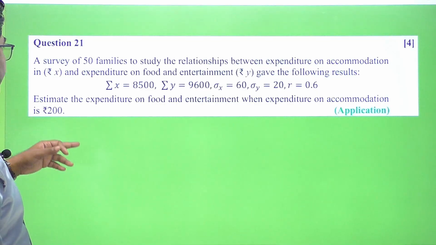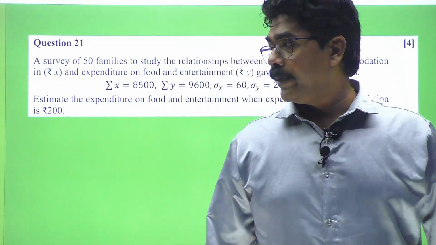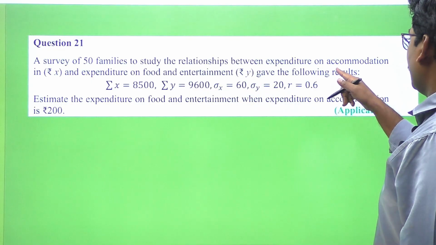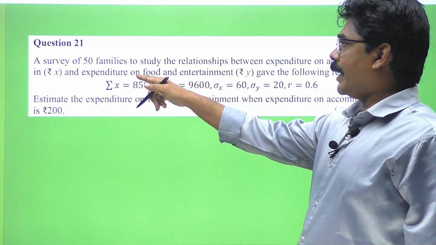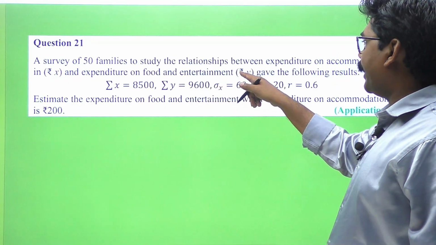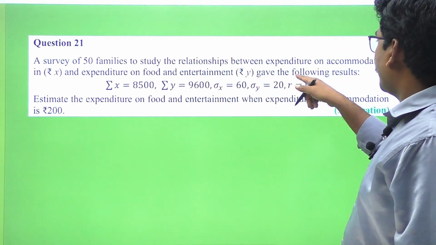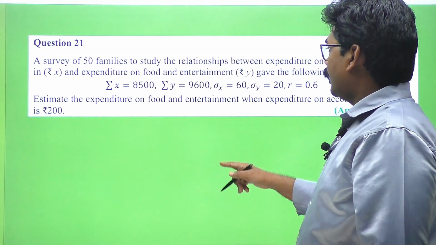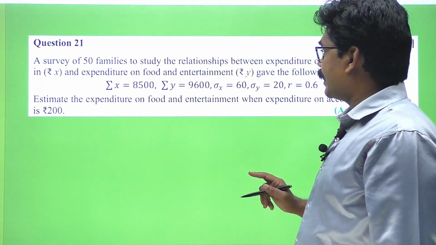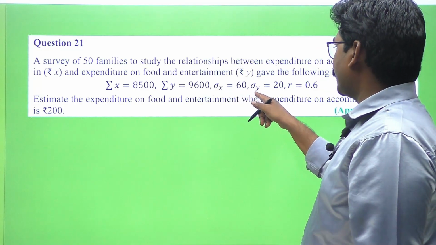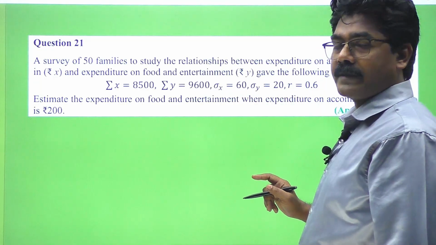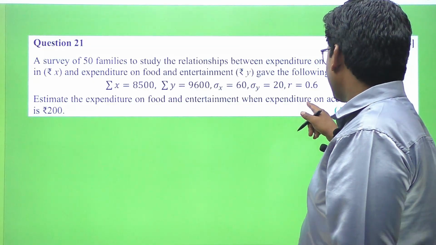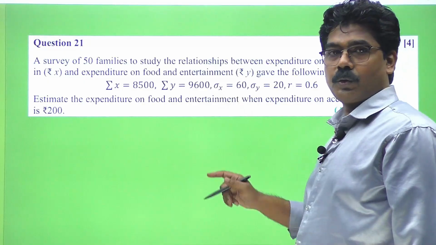Here is question number 21. A survey of 50 families to study the relationship between expenditure on accommodation in rupees X and expenditure on food and entertainment in rupees y gives the following results. Summation of x is equal to 8500, summation of y is equal to 9600, sigma x is 60, sigma y is 20, r is equal to 0.6. Estimate the expenditure on food and entertainment when expenditure on accommodation is rupees 200.